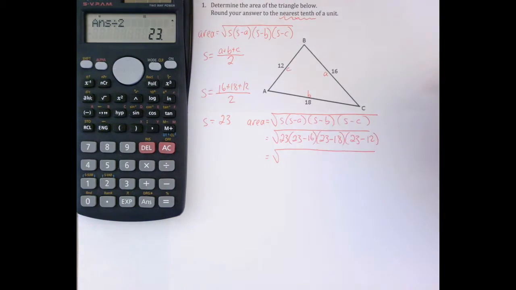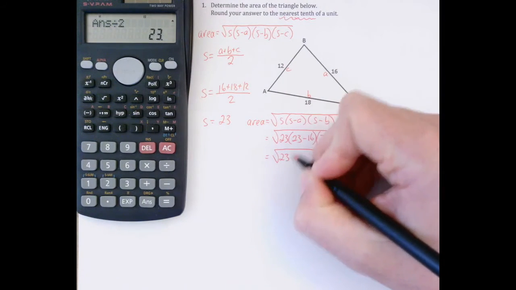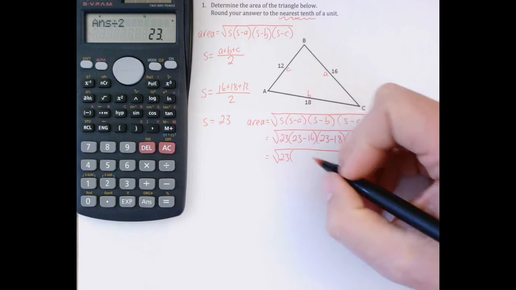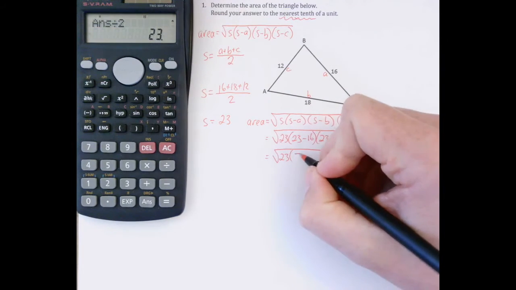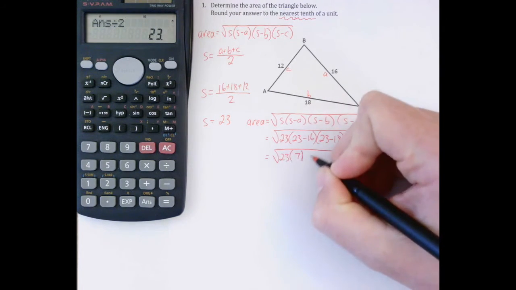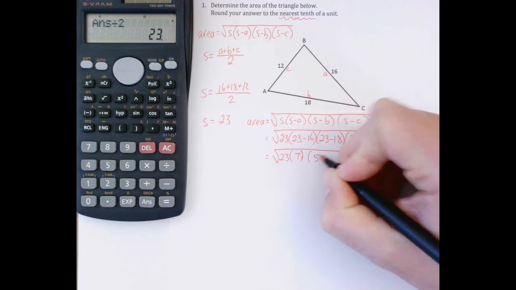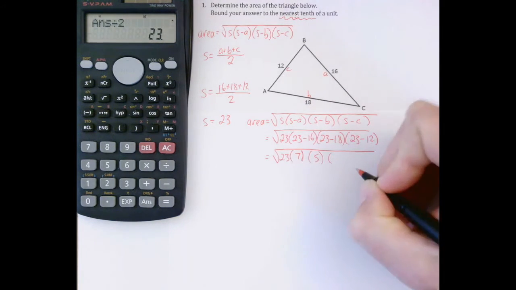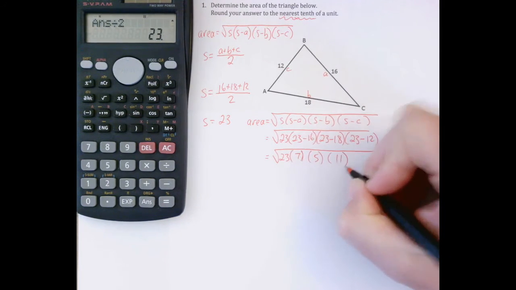The next step here is just to solve what's inside those brackets. So that S out front stays just the way it is, not ready to multiply yet. 23 minus 16 gives me 7. 23 minus 18 gives me 5. And 23 minus 12 gives me 11.